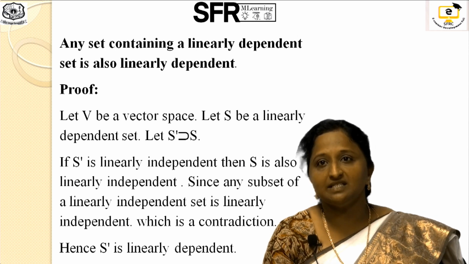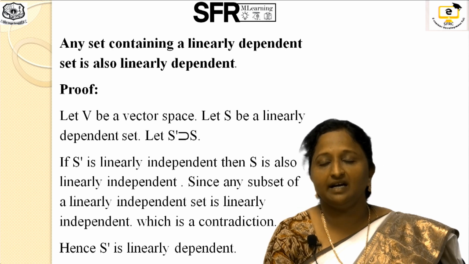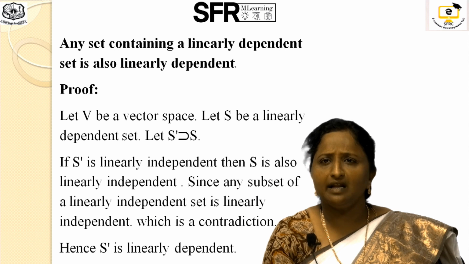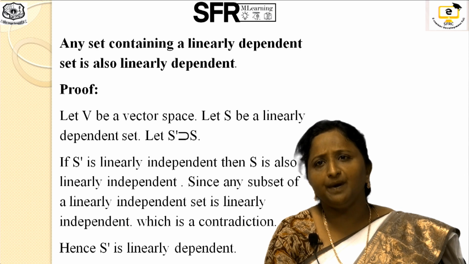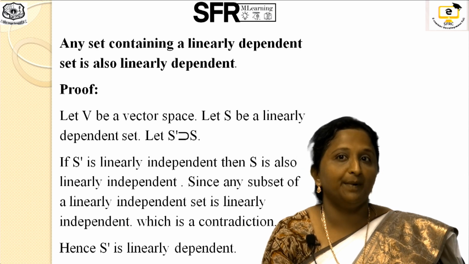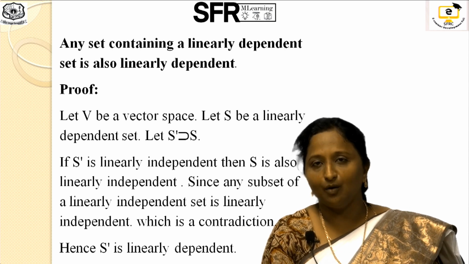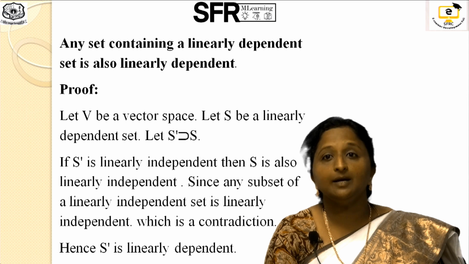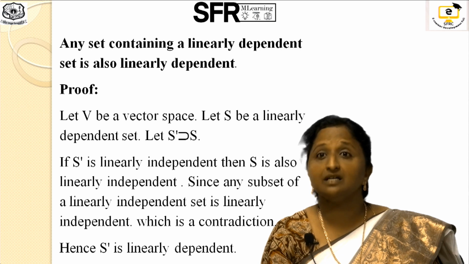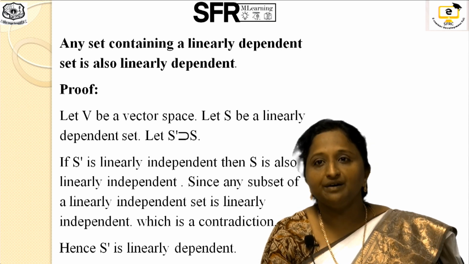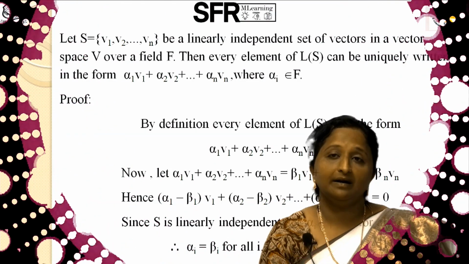Let V be a vector space and S a linearly dependent set. I am taking one more subset S dash contained in S, and suppose S dash is linearly independent. Since any subset of a linearly independent set is linearly independent, if S were linearly independent then S dash would also be. That is a contradiction, hence S dash is linearly dependent.